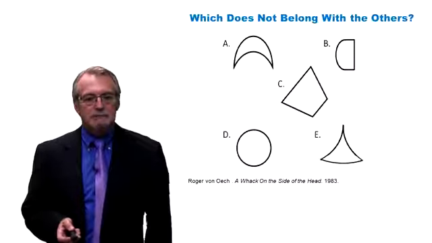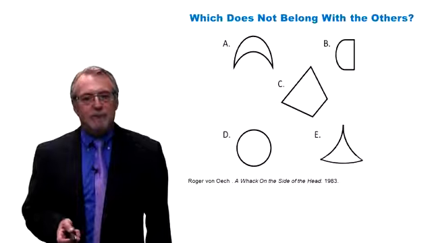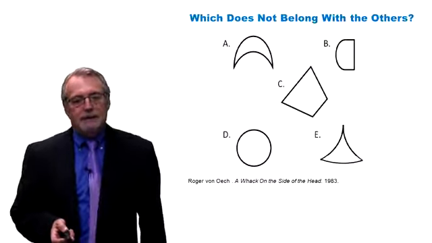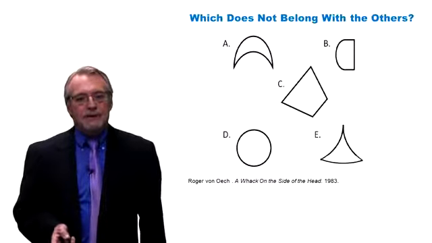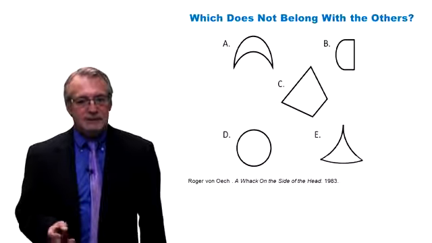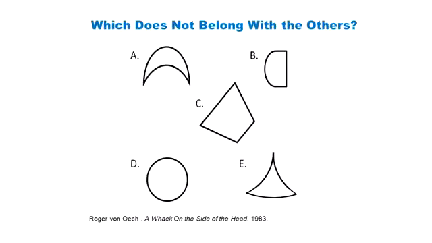Let's take a look at this. This comes from a book from Von Oech, which you might want to take a look at sometime. It's just kind of a fun book, A Whack on the Side of the Head. We have 5 choices here. Which one of these, and you just need to decide now, which one of these shapes does not belong with the other shapes? I'll give you just a moment to look at that.